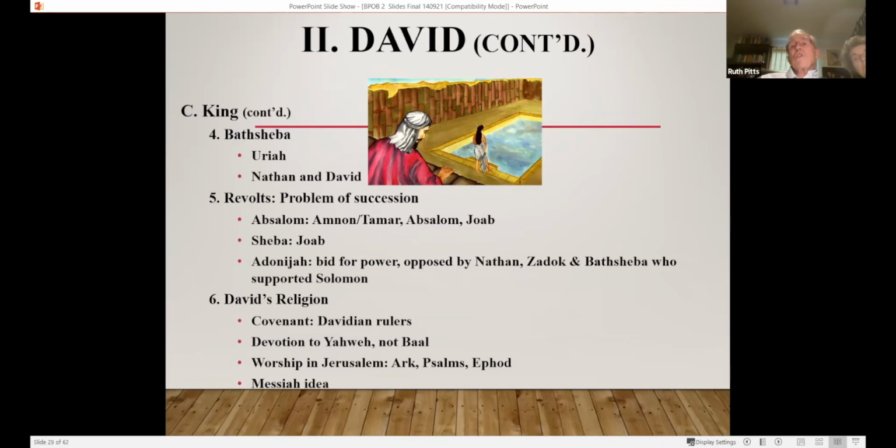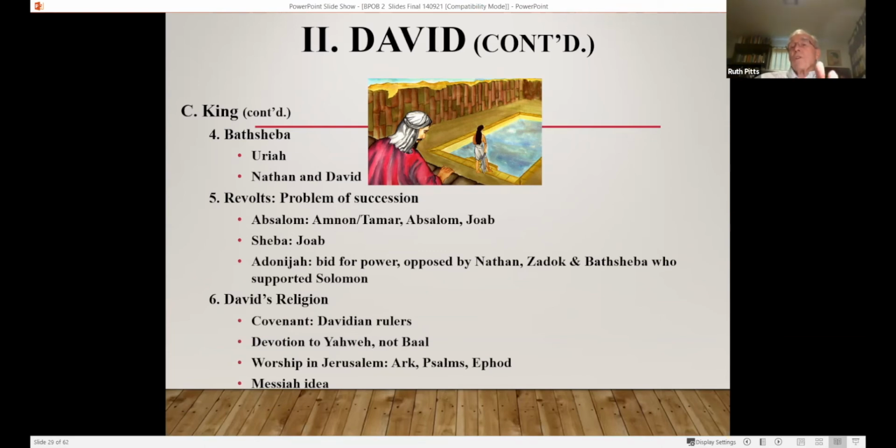So David's religion, however, he's called a man after God's own heart. So what's going on there? Well, he does keep covenant, and God promises him that the rulers in Jerusalem, the rulers of Israel from now on, will be his descendants. And so that happens. And then the devotion is to Yahweh. We don't hear about Baal like we did back in the time of the judges. So that's been taken care of.